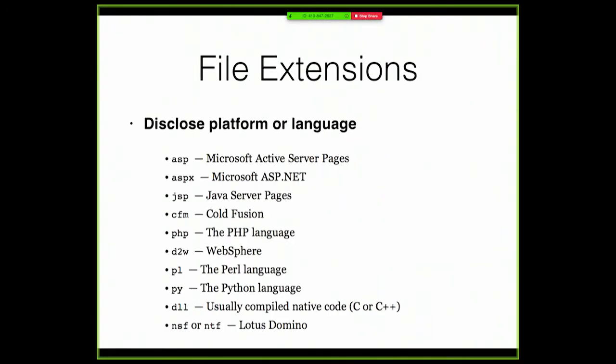All right, file extensions also make it pretty obvious. Microsoft uses ASP, that is their Active Server Pages language. So IIS sites will have ASP or ASPX on it. Java will have JSP if they're using Java, ColdFusion, PHP, WebSphere, Perl, Python. Microsoft compiled code runs in DLLs. And there's Lotus Domino, the three-letter extension tells you if people are using these products. Yeah, I don't know who's using Lotus anymore, but there's probably some clowns out there using it.